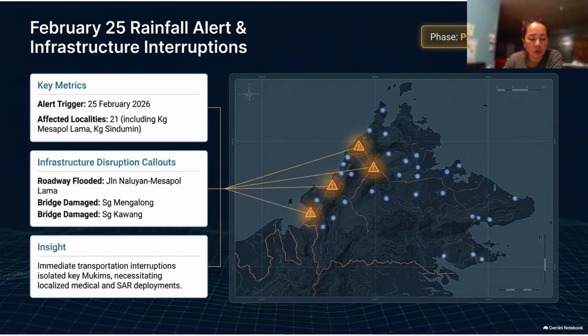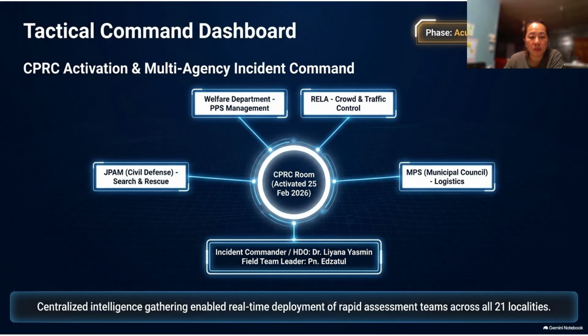On 25th of February 2026, a rainfall alert was triggered in Sipitang. A total of 21 localities were affected, including Kampung Mestapulama and Kampung Sindumin. This flood also caused infrastructure problems: Jalan Naluyan Mestapulama was flooded, while a bridge at Sungai Mengalong and Sungai Kawang were damaged. This transportation interruption isolated some areas and required localized medical and search and rescue deployment.